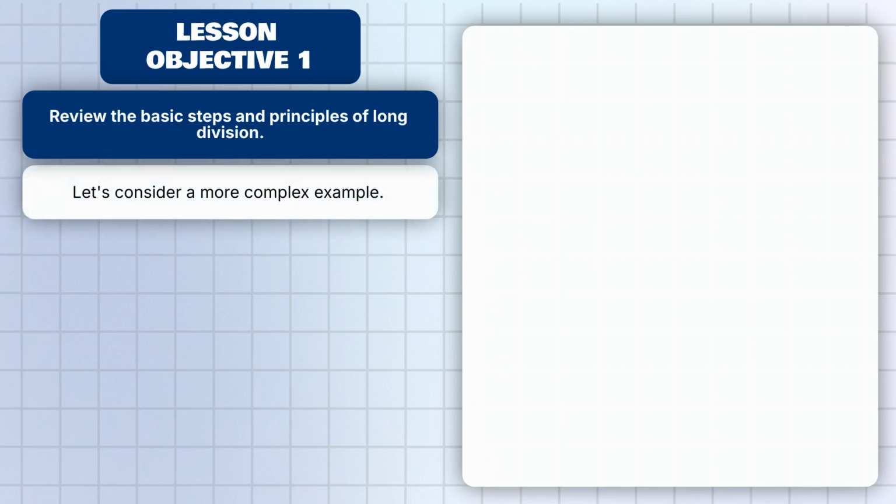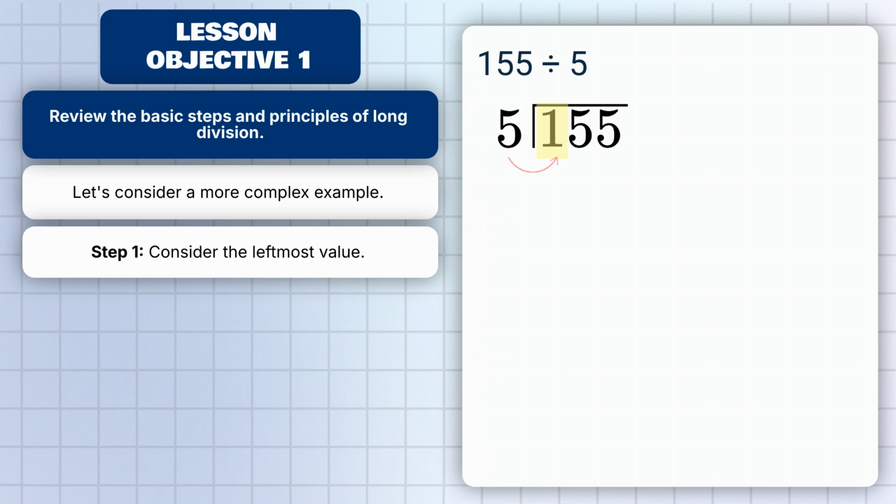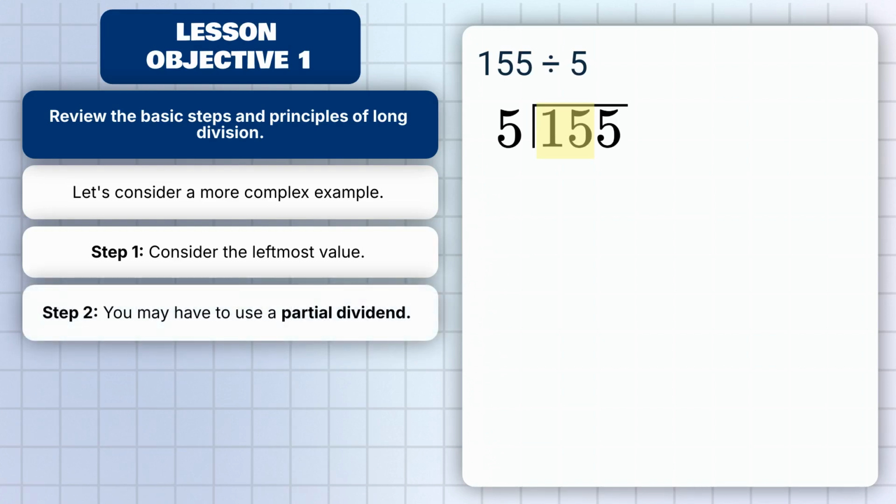Now let's move to a more complex example. Consider 155 divided by 5. We'll again display it like so. We need to break this down using place value. Step 1 is to look at the leftmost digit of 155, which is the hundreds place 1. Since 5 does not go into 1, we must then look at the next two digits, which make 15. This 15 becomes what is called your partial dividend. It is the part of 155 that you want to divide by your divisor, 5.